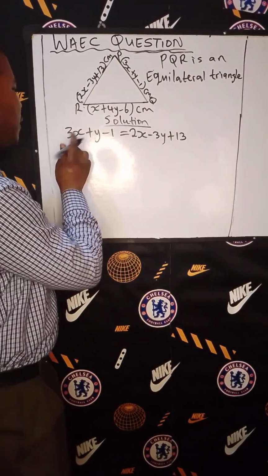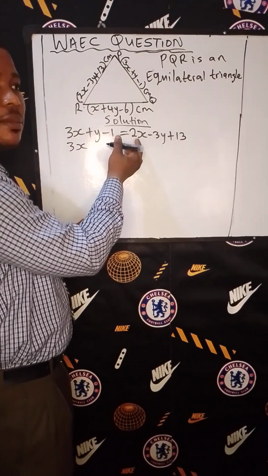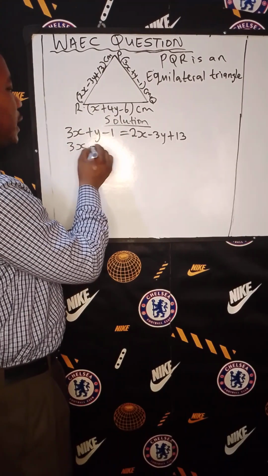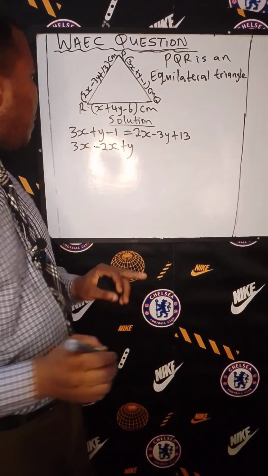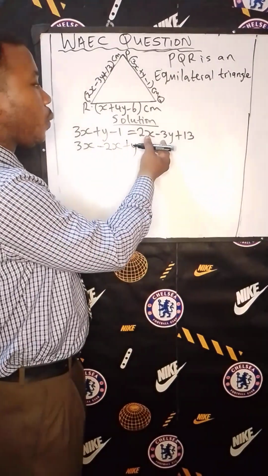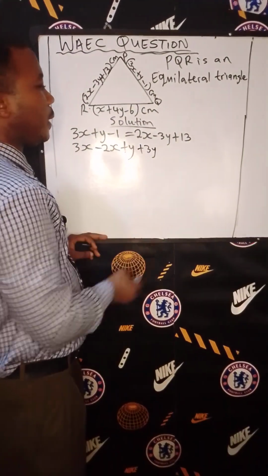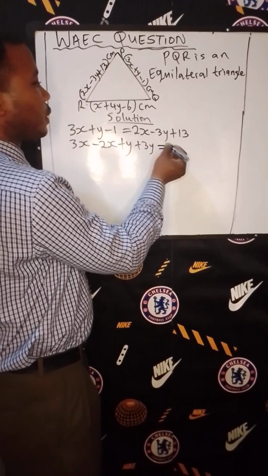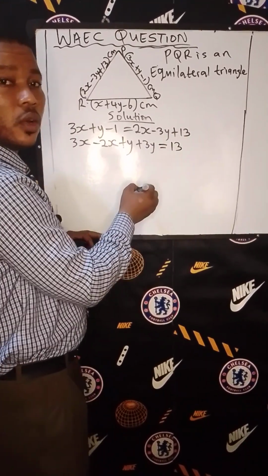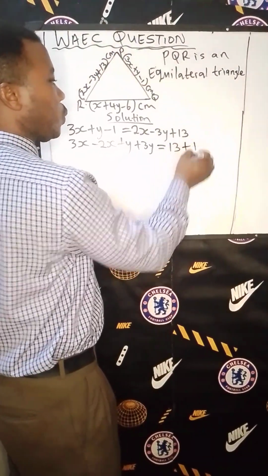So you can see here we have 3x. This is plus 2x. By the time it crosses to this side, it becomes minus 2x. Here we have plus y, and by the time this minus 3y crosses to this side, it becomes plus 3y. Now this is equal to 13, the whole number. Now minus 1 will cross to the other side, it becomes plus 1.